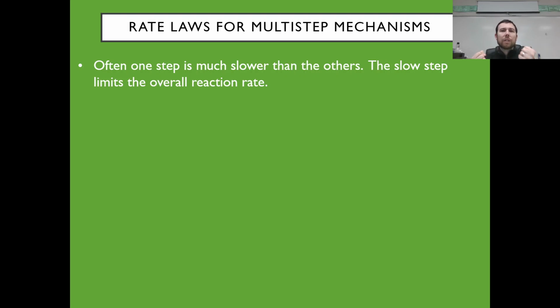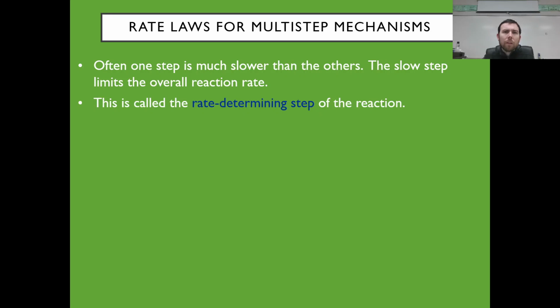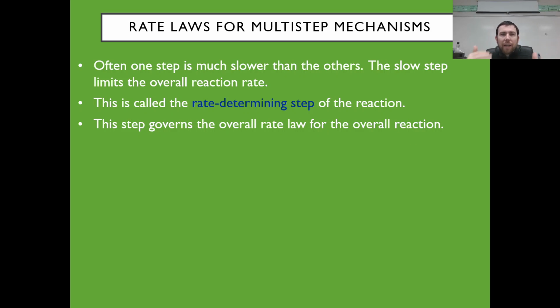And so the same thing is true within mechanisms. You can have really fast steps, but the reaction is really going to be determined by whichever step is the slowest, which we call the slow step or the rate determining step. And so when we look at a mechanism, we're always going to look at the slow step and figure out, because it's an elementary reaction, what's going to be the rate law according to that slow step, right?